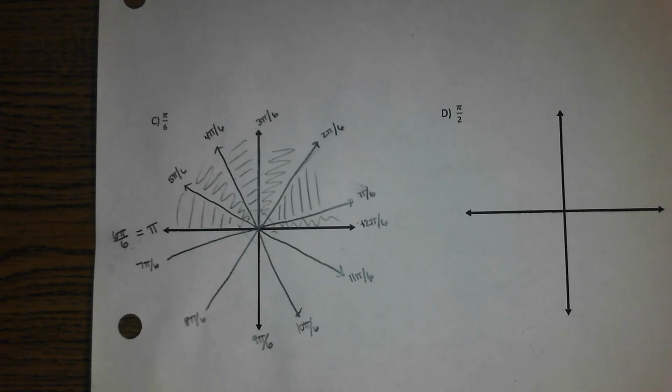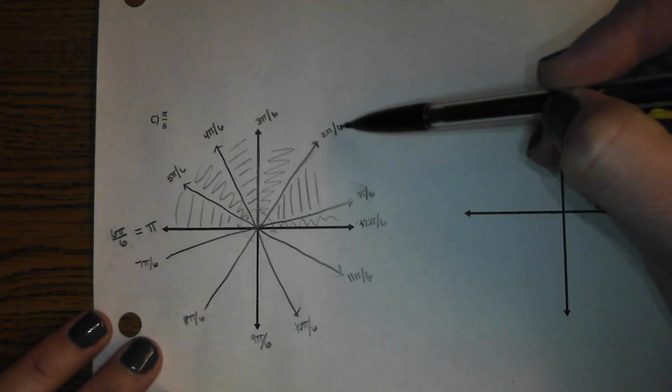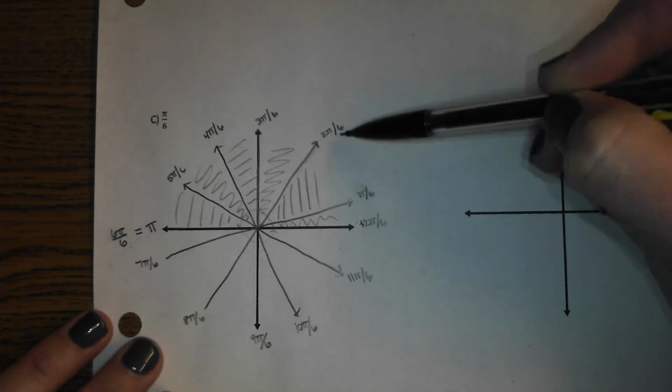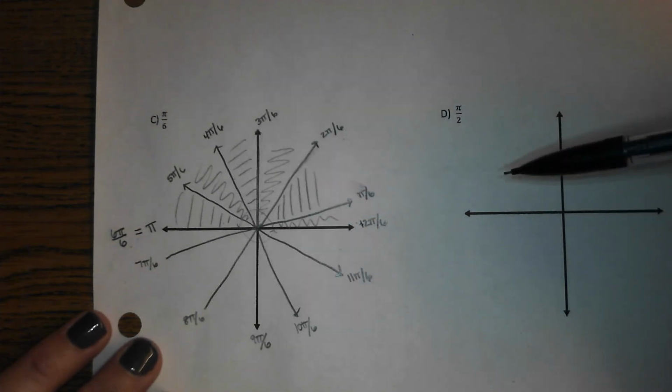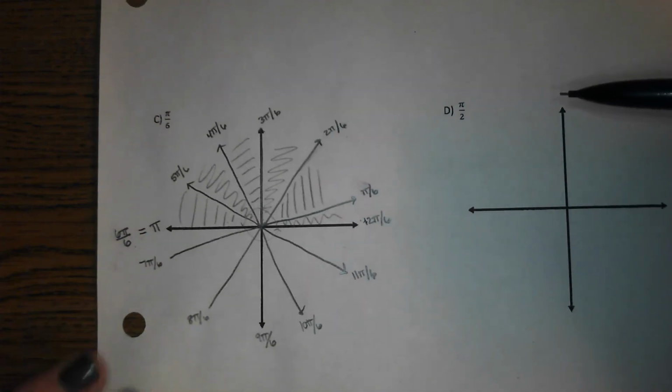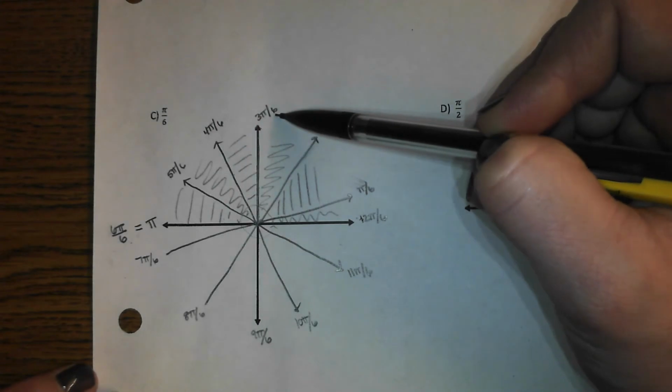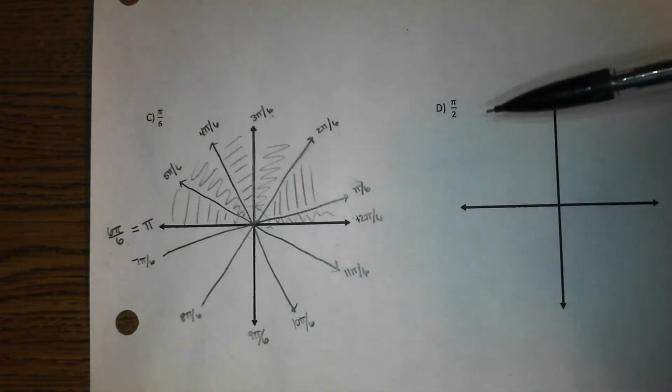Now, I told you that in each family, and right now we're talking about the pi over 6 family, each quadrant has one angle. This doesn't appear that way. It seems like it's got a lot more, yes? But which one of these is not technically in the pi over 6 family? Three pi over 6 is not technically in that family, correct? Because that reduces to pi over 2. So that's in the pi over 2 family.